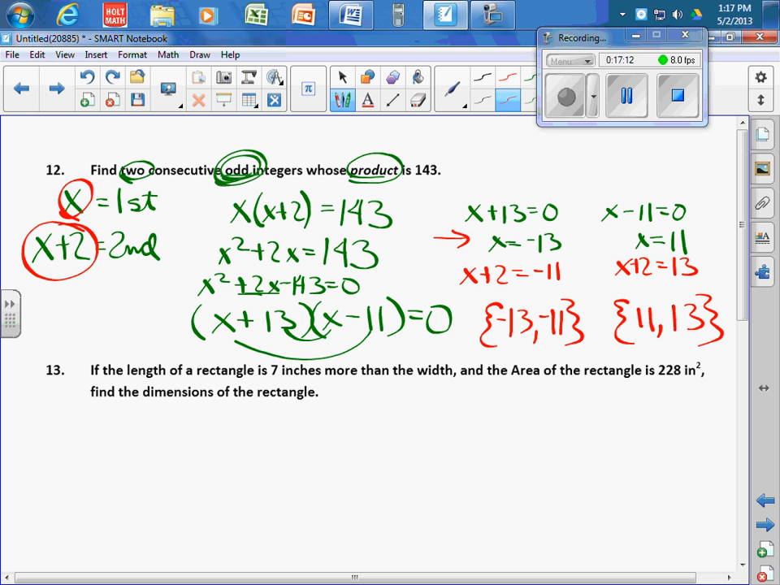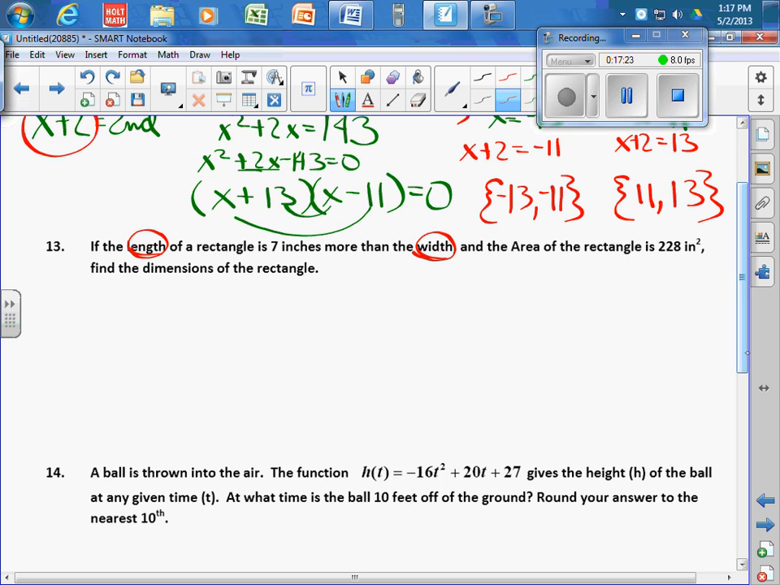Number 13. The length of a rectangle is 7 inches more than the width. The length is 7 more than the width. Width is mentioned second. Define your variable. W is equal to the width. Now, what are you going to do to find the length? Well, you're going to take the width and add 7. It's 7 more than the width.